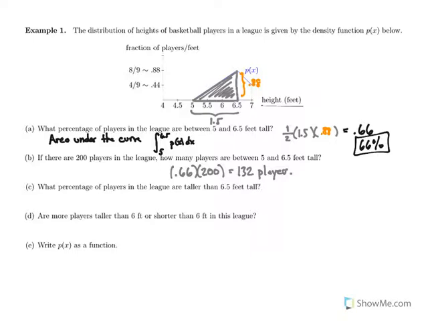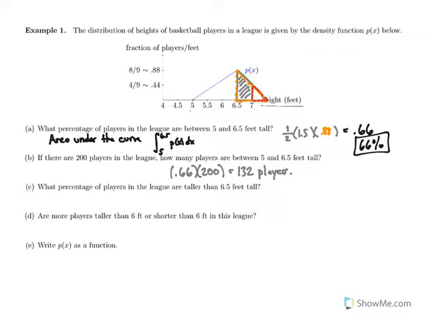All right, another question here. What percentage of players in the league are taller than 6.5 feet tall? So if we go back to our picture, we're looking for the area. In this case, we're looking from 6.5 to 7. We're going to be finding the area of this trapezoid. Note, to find the area of the trapezoid, you could find the area of this big triangle and subtract off the area of this small triangle.